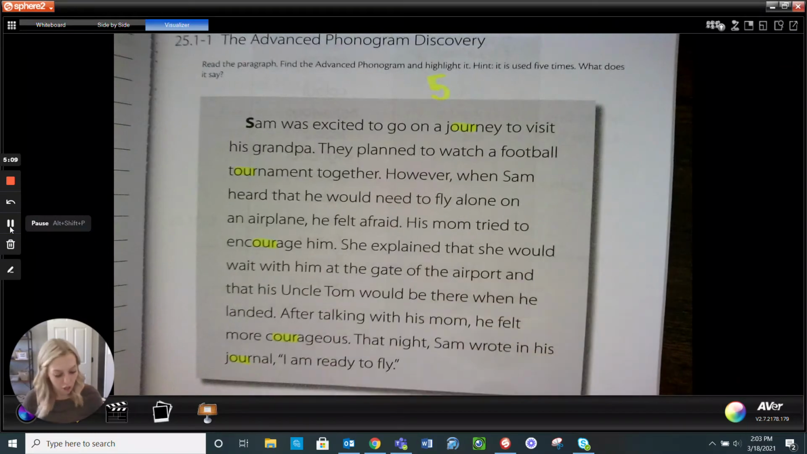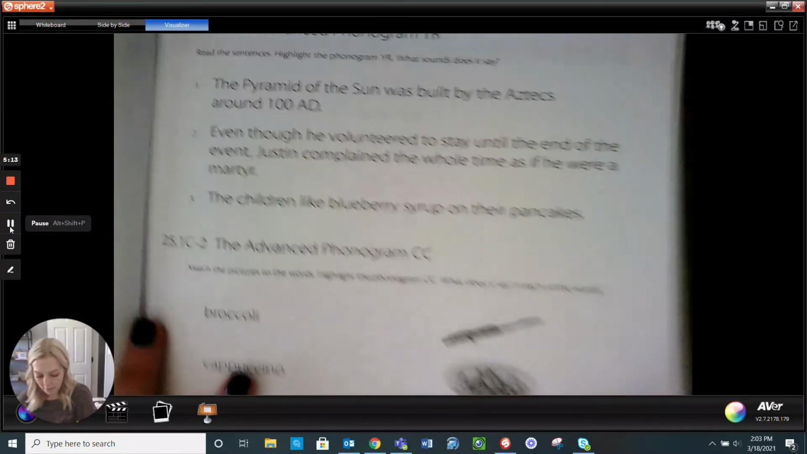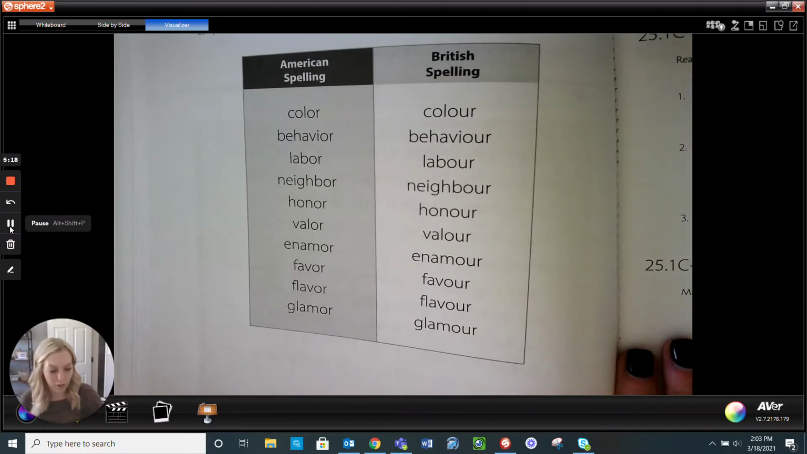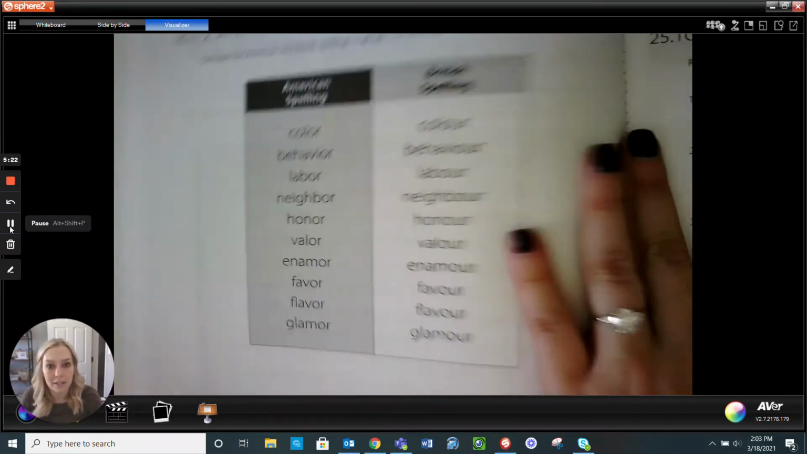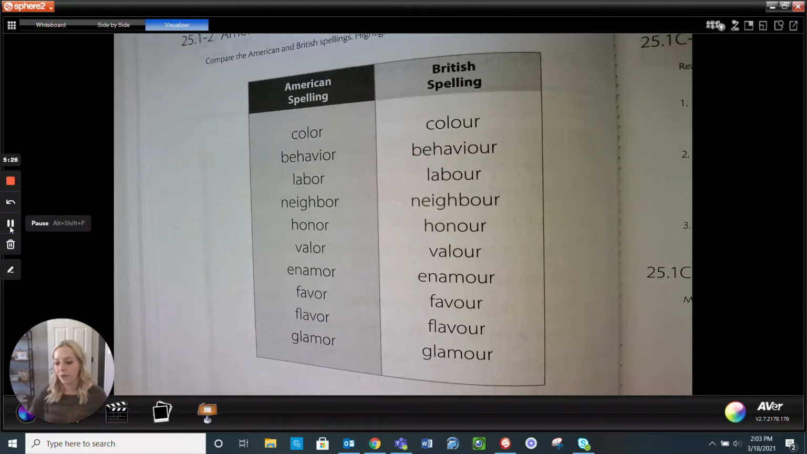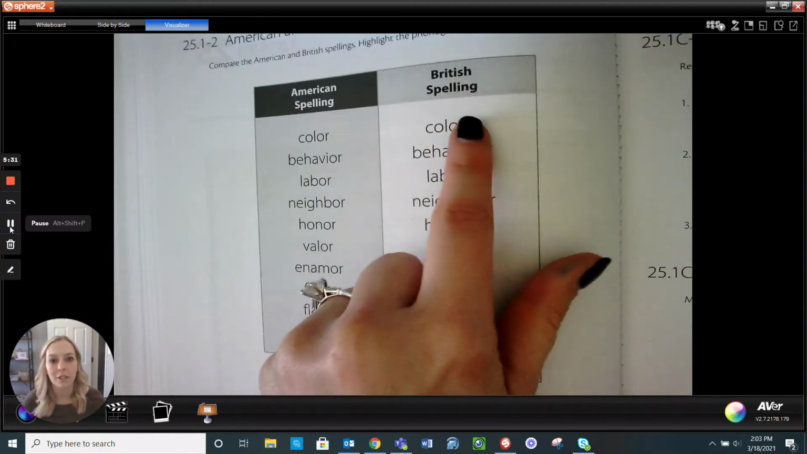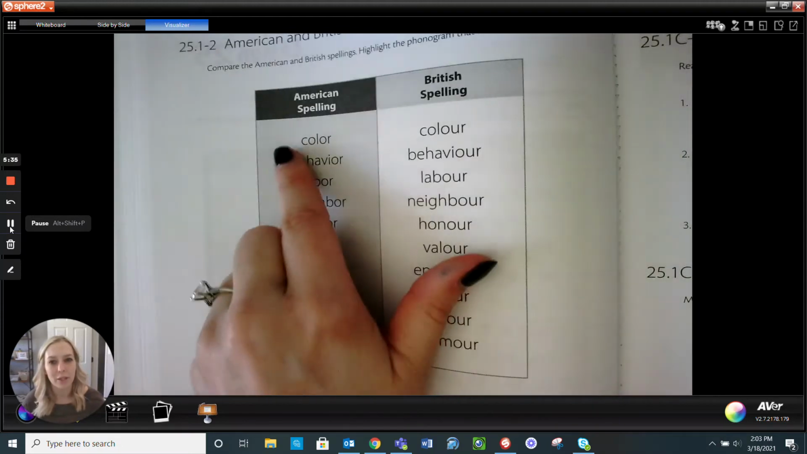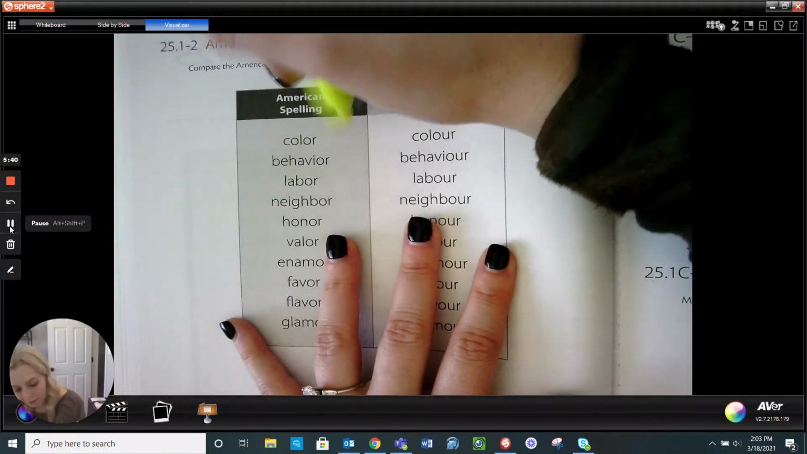So we're going to turn our workbook page to 58. We're going to compare the American and British spellings. I want you to highlight the phonogram that is different. All right, so you can see the American spelling column and the British spelling column. All right, so look at these. What's different between color and colour? The phonogram, very good.